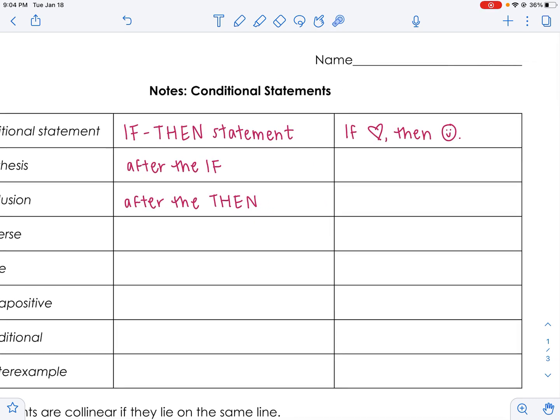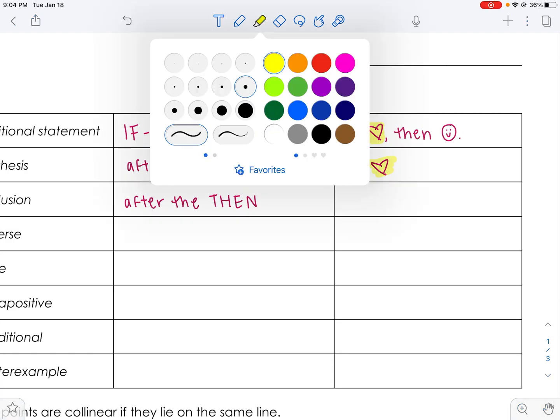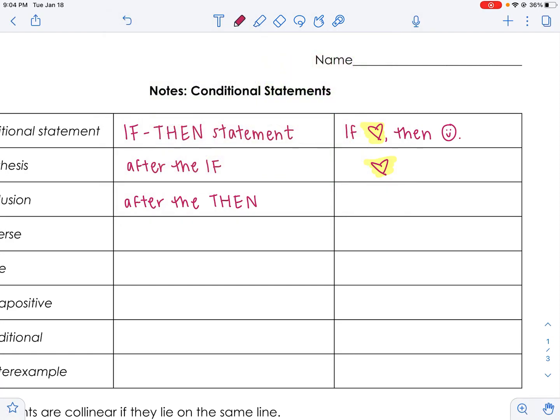So it's not if whatever, the hypothesis is just what's after the if. So it would just be the heart. And the conclusion would be what's after the then. So the conclusion's not then, smiley face. The conclusion is just smiley face.